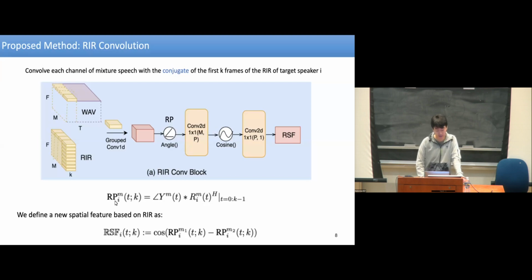After this, we define a new spatial feature. We select two channels from this f times m times t tensor, and we compute the cosine distance between them. This diagram shows how this spatial feature is defined and calculated. And now I will show you why it works.